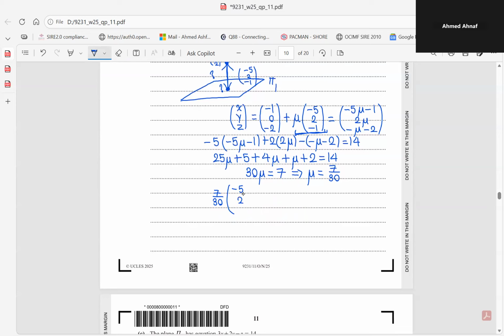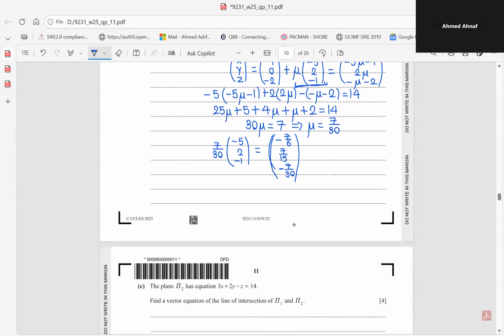Okay, so the direction vector is just negative 7 over 30 times negative 5, negative 7 over 6, times 7 over 15, times negative 7 over 30. And now you can finally find the distance.